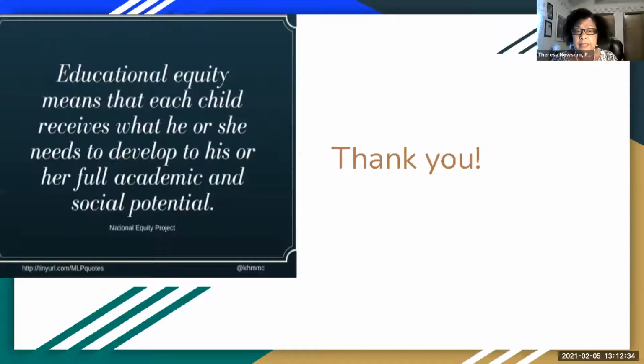Educational equity means that each child receives what he or she needs to develop to his or her full academic and social potential. As we identify gifted children from all walks, we want to make sure that we are there to support, create safe spaces, give them an opportunity to be heard, and let them be who they are, so they can become who they should be as they grow and develop as a gifted, identified student. Thank you.